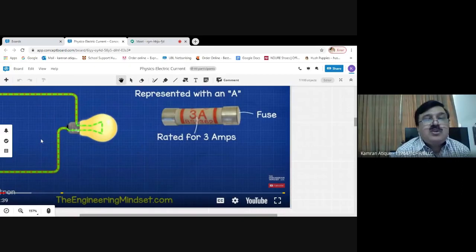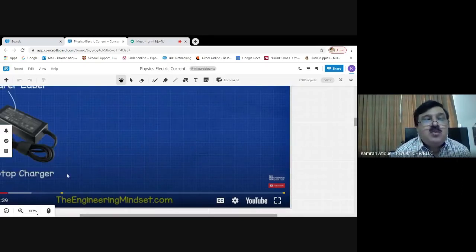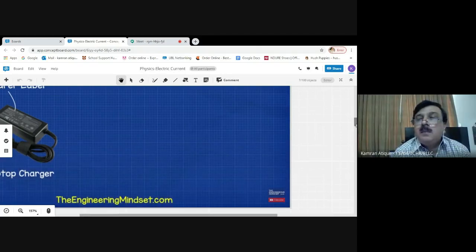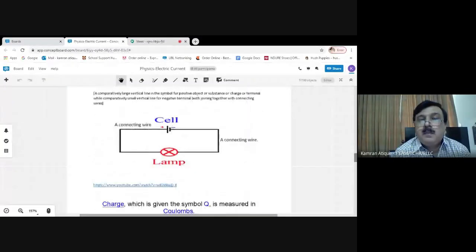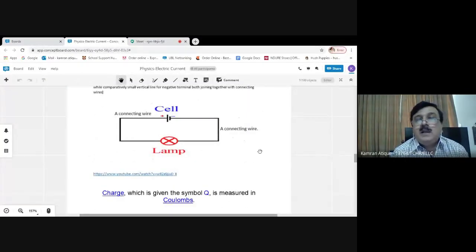If the electrons are moving in all directions, electrons moving everywhere, it is not possible. This is a circuit diagram which you people need to draw over and over again.